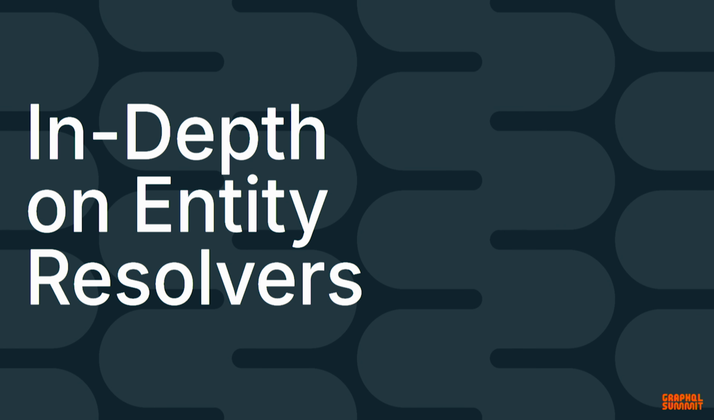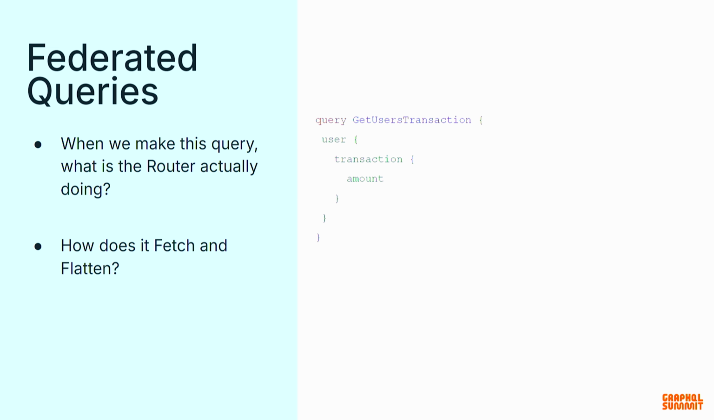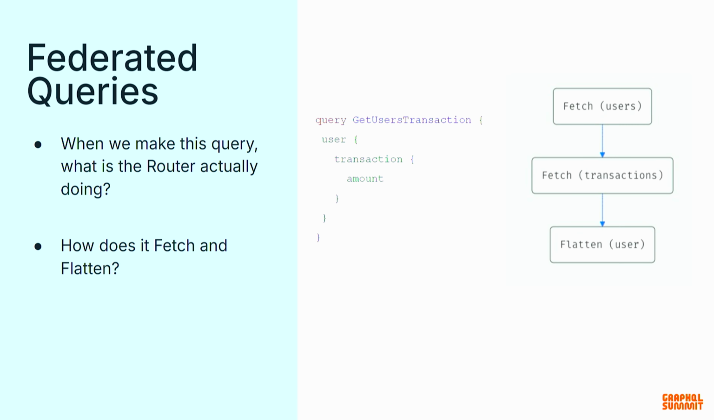Let's talk in depth on what's happening with our entities and our federated queries. Let's say we have this simple query. We can query for a user, we get their transactions, and for every transaction we can get an amount. Super simple. But we can go inspect this and say, well, what's happening under the hood? When we do that, we look at the query plan. The query plan tells us, I'm going to go fetch users, then I'm going to hit the transaction subgraph, and then I'll merge all the data back together. But how?